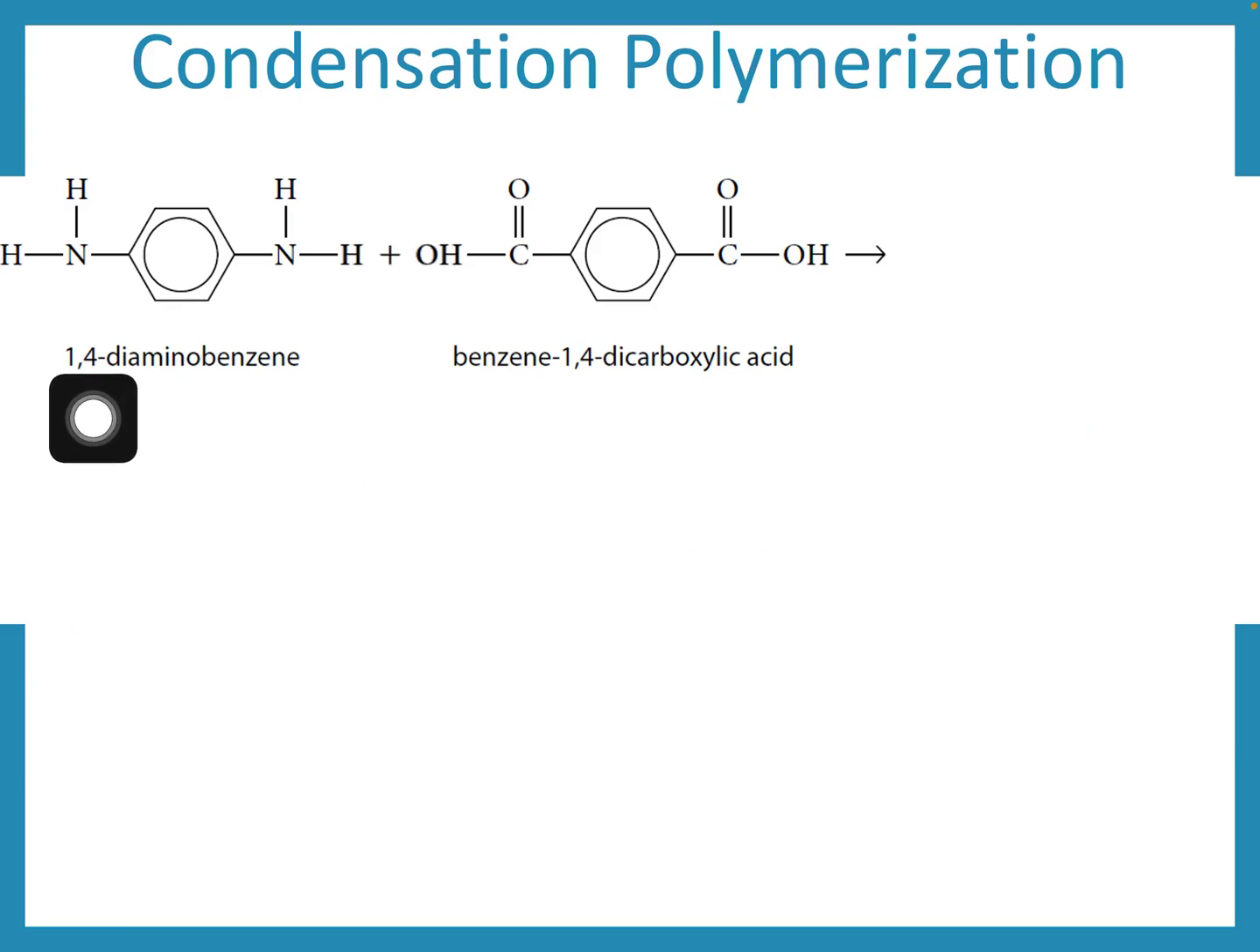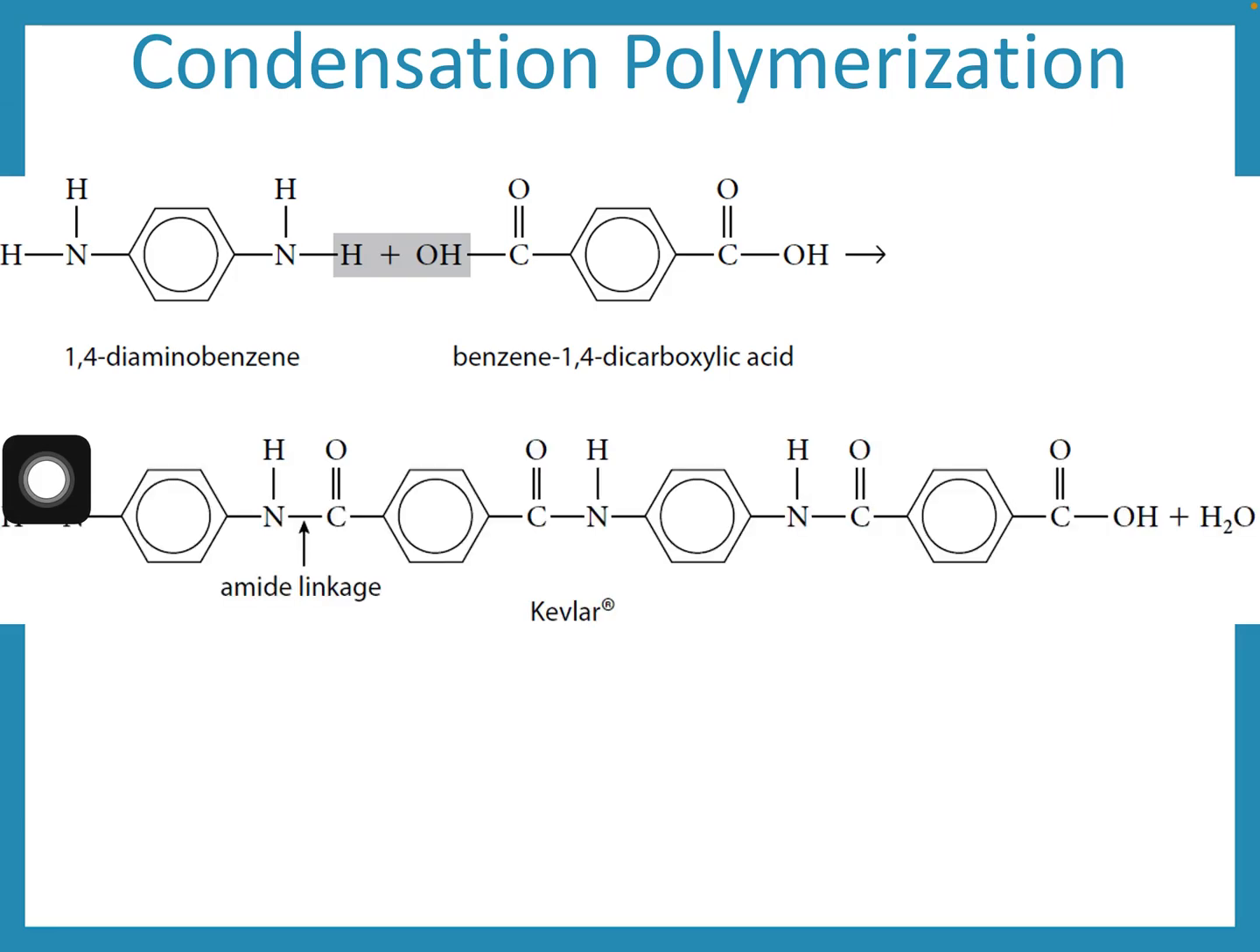So here we have 1,4-diaminobenzene and benzene 1,4-dicarboxylic acid. So we can see the water here that is going to combine to be removed, and then nitrogen is going to bond to a carbon. This hydrogen would combine, hydroxide would combine with a hydrogen from another 1,4-diaminobenzene on the other side, and then that carbon would combine or bond to a nitrogen on the other side, and that would keep repeating.